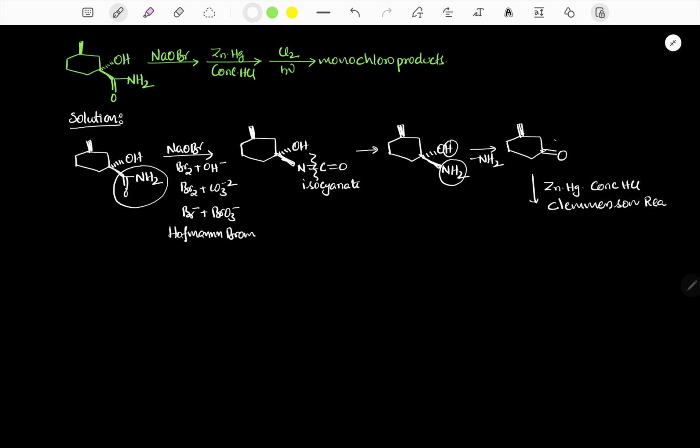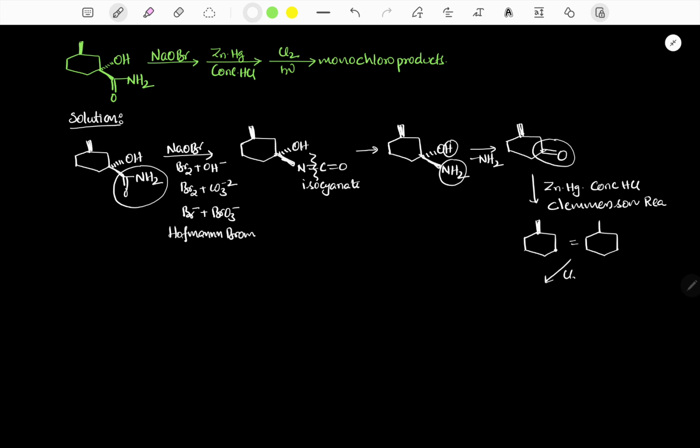The Clemmensen reagent reduces the keto group to the corresponding alkane. The CO group is converted to CH2. It is simply methyl cyclohexane, because there is no chiral center right now.